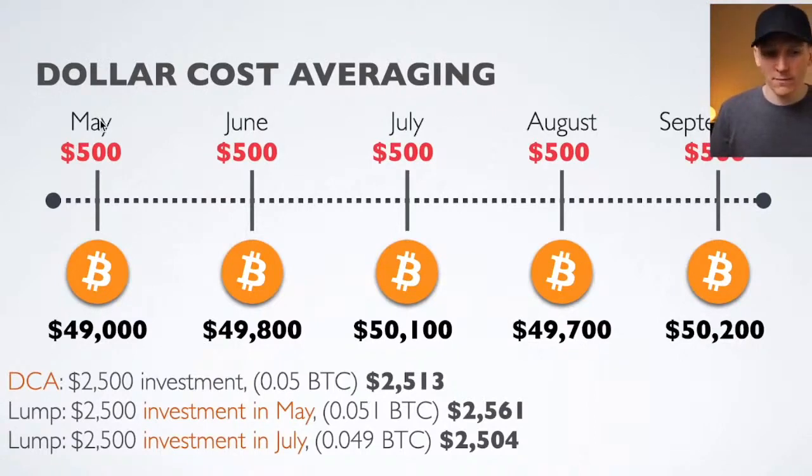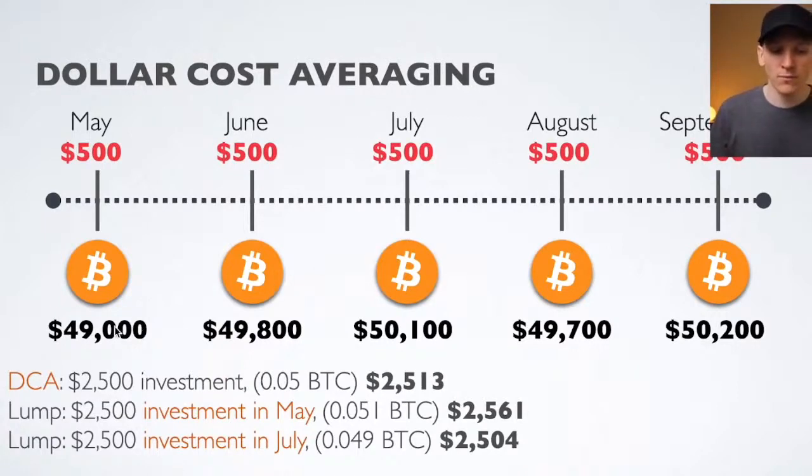So I've just done it once a month here. Let's say you've got $2,500 to invest in Bitcoin. So you start in May. Now, rather than putting $2,500 in, you put $500 in. The price of Bitcoin in May is $49,000. So you've got $500 worth of Bitcoin, and each Bitcoin was worth $49,000. Now in June, you add another 500, July, August, September, you add 500 each month.